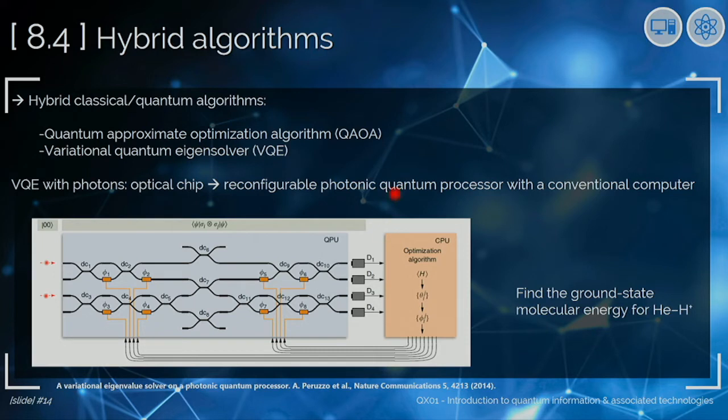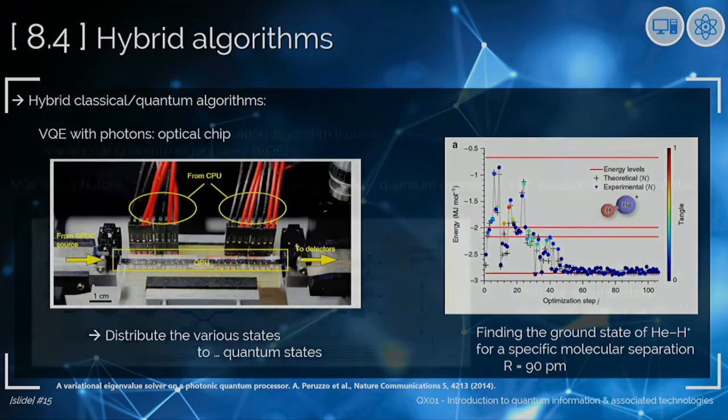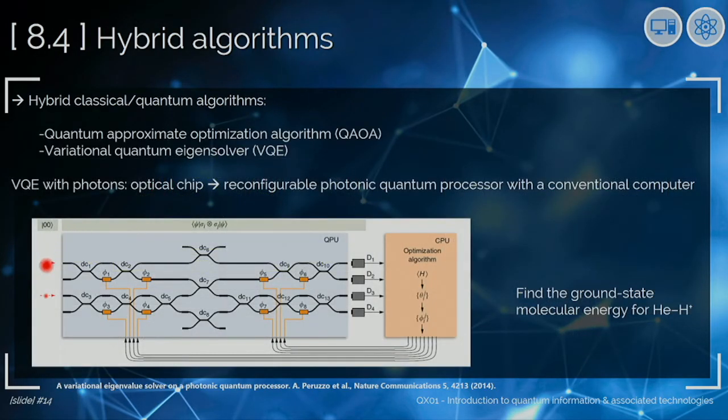Using this method, which is hybrid because you have a quantum part and a classical optimization, you can find, for instance, the ground state energy of the molecule helium hydrogen plus. So what does it look like? You've got the incoming photons, which come from SPDC, exactly the same system. You have the two photons, and they go into this optical chip that looks like this. This is photon 1 and this is photon 2.